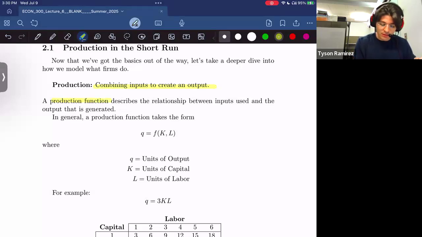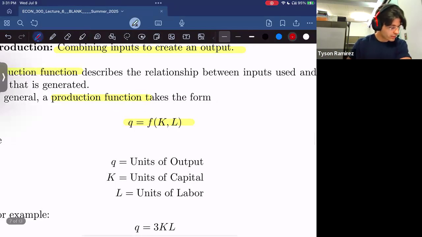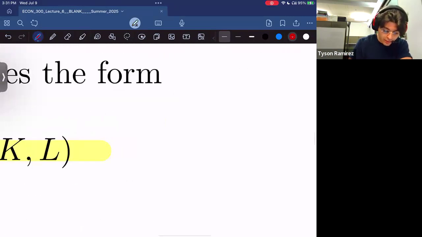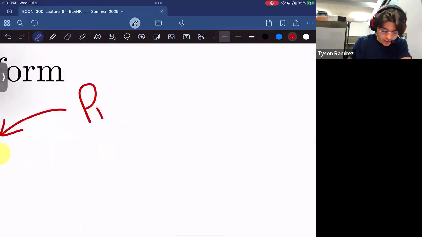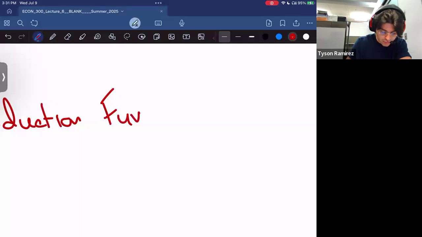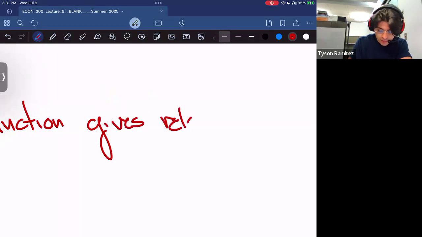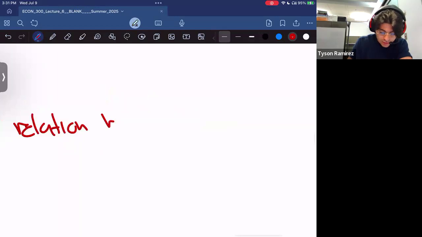Mathematically, we use a production function to describe this relationship. In general, the production function describes quantity as a function of your inputs. So let me make a note here that the production function gives the relation between output and inputs.